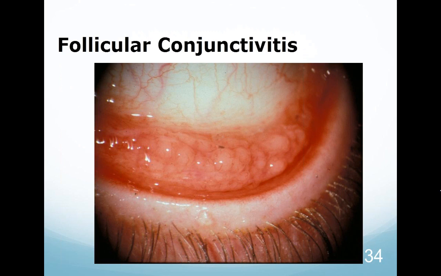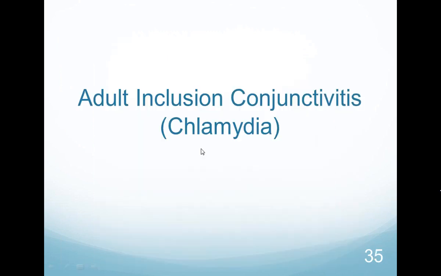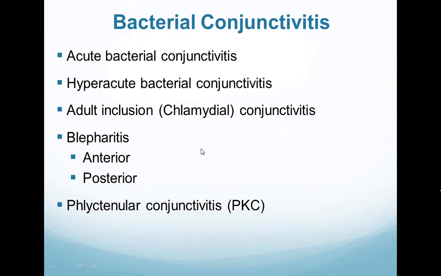Now notice this person has a lot of blepharitis. It kind of throws you off. So it is difficult sometimes to make our diagnosis. That was adult inclusion conjunctivitis. Bacterial is another form that fits into a lot of groups. We rarely see hyperacute. That's Neisseria and other severe bacteria. Adult inclusion is in there, anterior blepharitis and blepharoconjunctivitis, even phlyctenulosis.